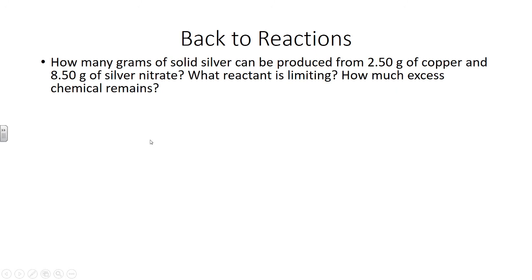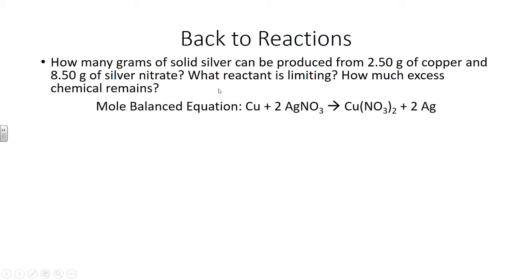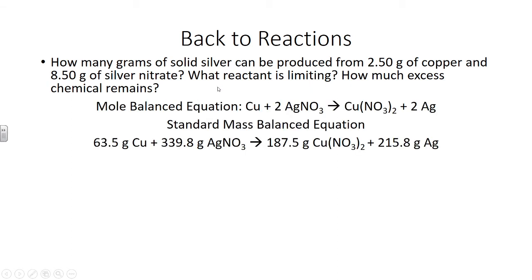How many grams of solid silver can be produced from 2.5 grams of copper and 8.5 grams of silver nitrate? What reactant is limiting? How much excess chemical remains? So here we go. Mole balanced equation. Turn the mole balanced equation into a mass balanced equation. And now, in the past, we've always just been told about one chemical, 2.5 grams of copper. And we just assumed that we had enough silver nitrate to finish the job.